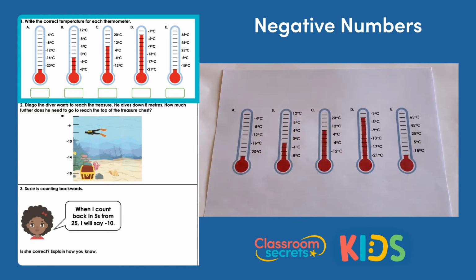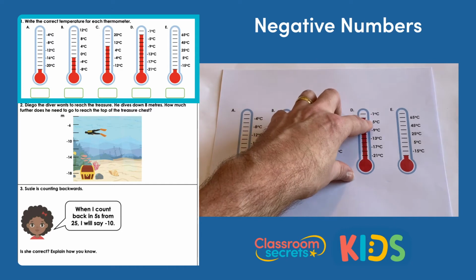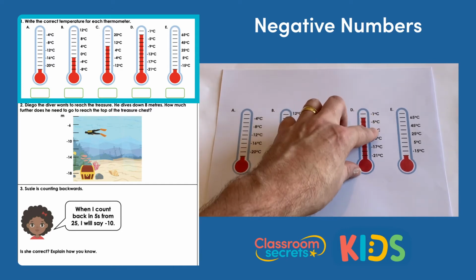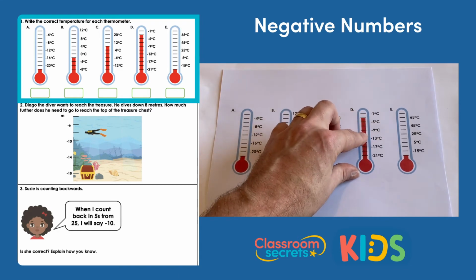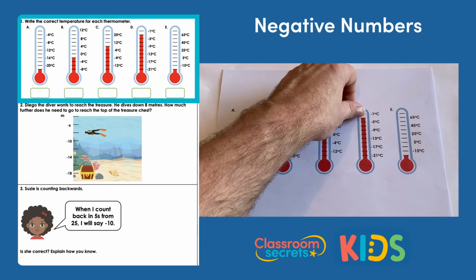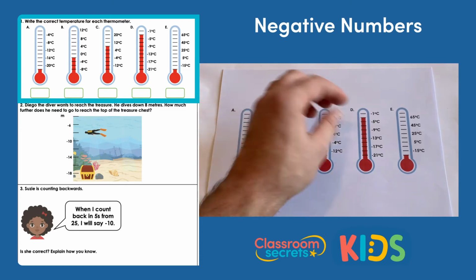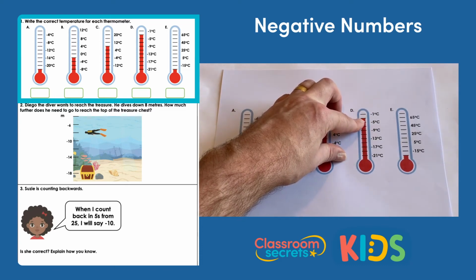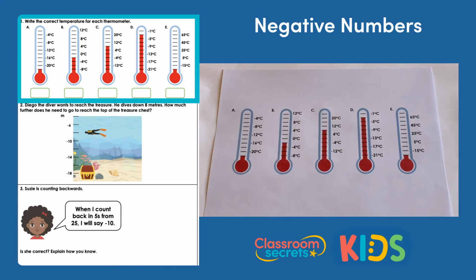On thermometer D, we have -1 degrees Celsius, -5 degrees Celsius, -9 degrees Celsius. So each of the marked intervals is a jump of 4 degrees Celsius. Halfway between them would be, again, 2 degrees Celsius. So from -1, 2 degrees below that would be -3 degrees Celsius.